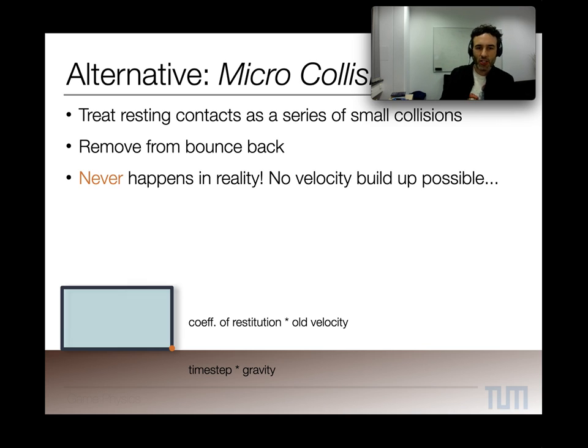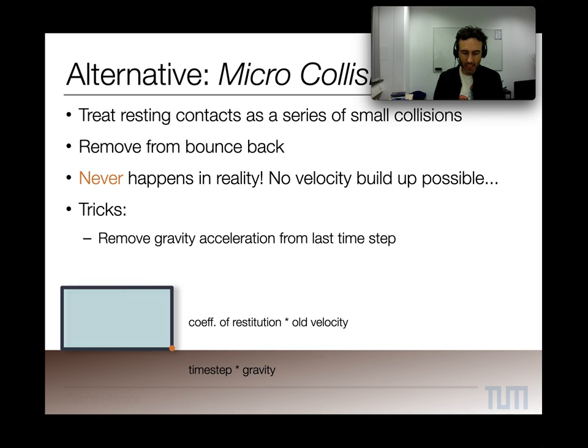Note that this change actually in reality never happens, because in reality we never have these time steps of a larger size. Reality is continuous. The objects constantly push against each other. It's really from making this larger jump in time forward that we suddenly see this acceleration of time step times gravity and the potential jumpiness of the rigid bodies.